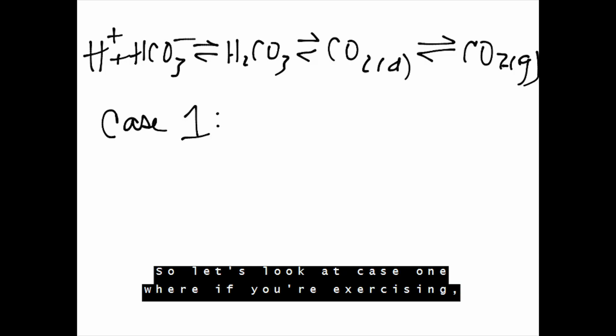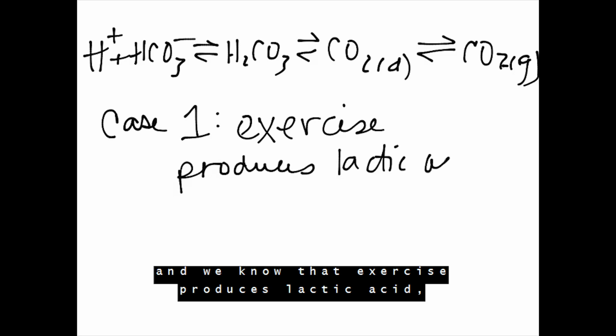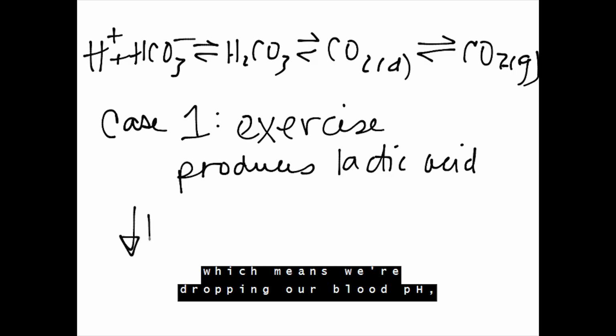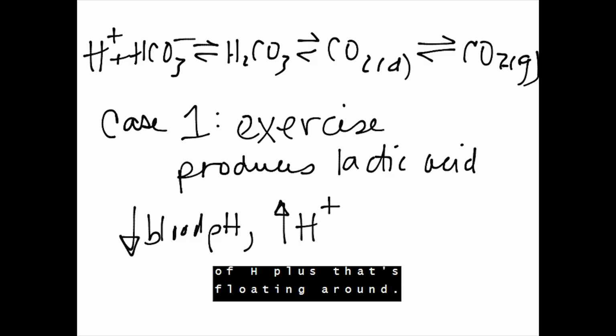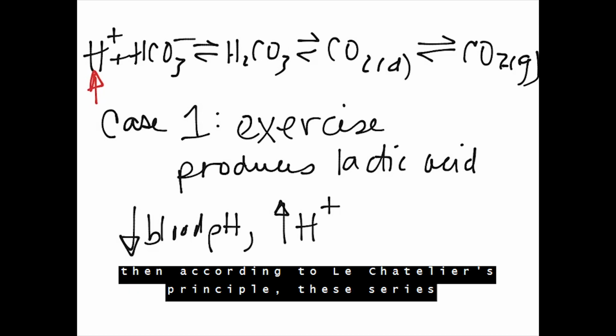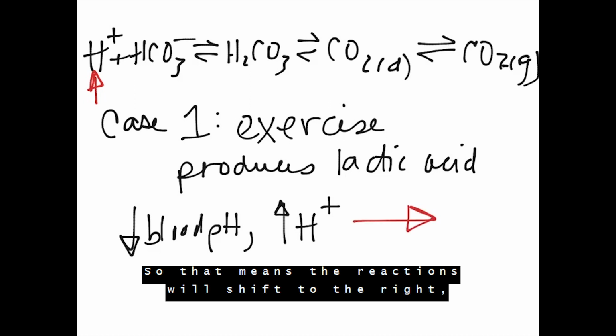So let's look at case one, where you're exercising, and we know that exercise produces lactic acid. So what's important right now is that we're producing lactic acid, which means we're dropping our blood pH, which means we're increasing the amount of H plus that's floating around. So if we come over here to our H plus, if we are increasing the amount of H plus that we have, then according to Le Chatelier's principle, these series of reactions will shift to undo that increase in H plus. So that means the reaction will shift to the right towards the production of more carbon dioxide gas.